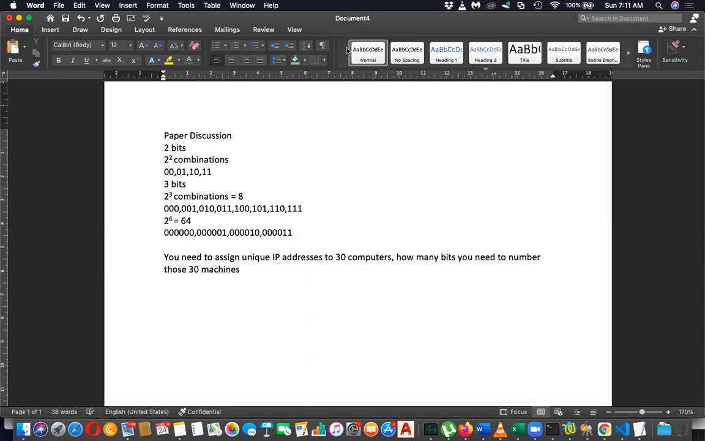You can show 64 colors. Okay, similar to that, if you need to address 30 machines, 30 computers, how many bits do you need? IP addresses need to be given to 30 computers. How many bits are needed?